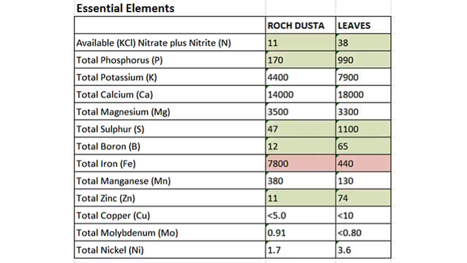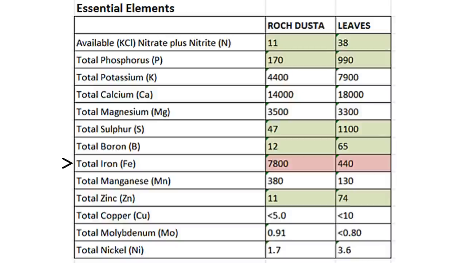At first glance, it's clear that the autumn leaves fare very well when compared to the rock dust. Leaves have significantly more nitrates and nitrites, phosphorus, sulfur, boron, and zinc. Though in a similar statistical range, the leaves also have more potassium, calcium, and nickel. Iron is the only mineral that is significantly higher in the rock dust.